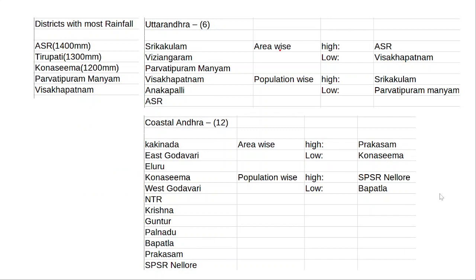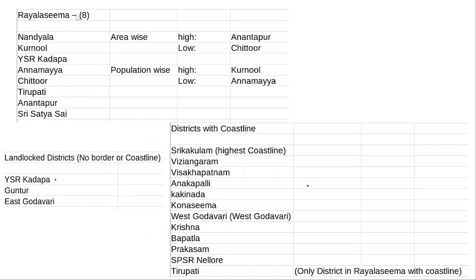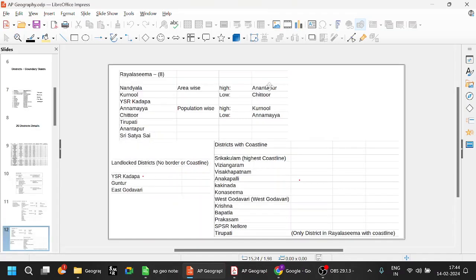Okay, and also you have six in Uttarandhra. These are the six, and within Uttarandhra, area wise, highest is ASR, lowest is Visakhapatnam, and within Uttarandhra, population wise, highest is Srikakulam, lowest is Parvatipuram Manyam. Similarly, for coastal Andhra, you can pause and have a look. Okay, within coastal Andhra, it is Prakasam, Konaseema, and population wise, Nellore, Bapatla. And in Rayalaseema, you have 8 districts. Okay, within Rayalaseema, Anantapur is the highest, Chittoor is the lowest, and population wise, Kurnool is the highest, and Annamayya is the lowest. Fine. So we will come back as per the need.